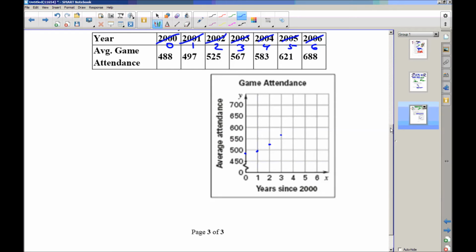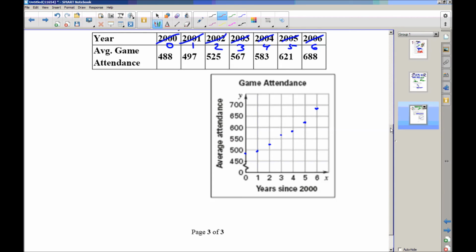Year 4 is supposed to be 583. So 583 is going to be about there. Year 5 was supposed to be 621. 621 is almost halfway up. And then year 6 was 688, which is pretty darn close to the top there. Now you could definitely see that this looks like it can be modeled with a line.